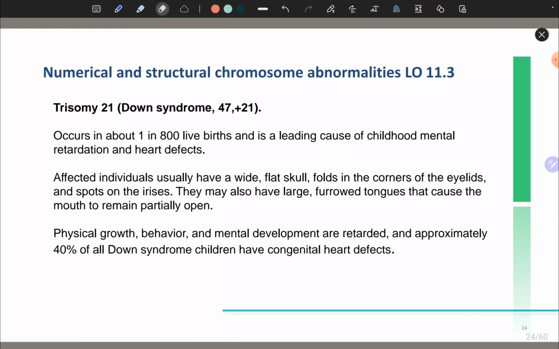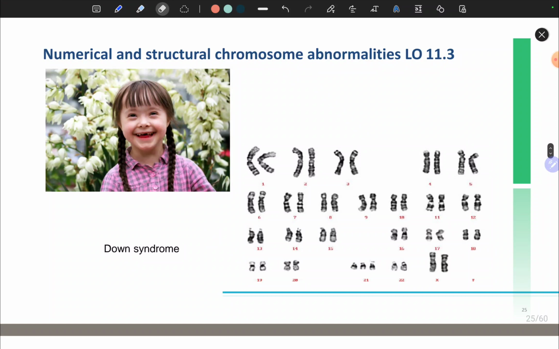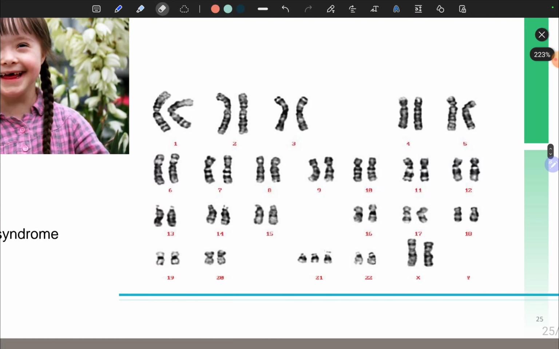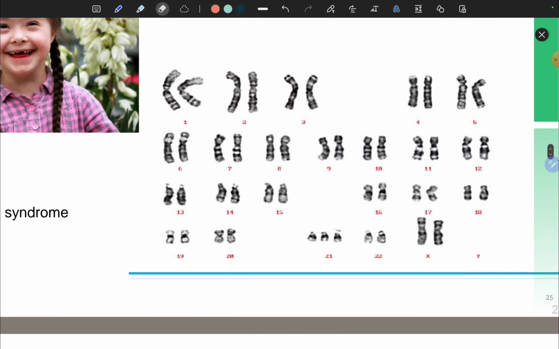Physical growth, behavior, and mental development are retarded, and approximately 40% of Down syndrome patients have congenital heart defects. So this is this nice girl. She had Down syndrome, or trisomy 21, and this is the area where you check the abnormality. They take the cells, do the karyotyping, and they found three copies of number 21. So this is Down syndrome.